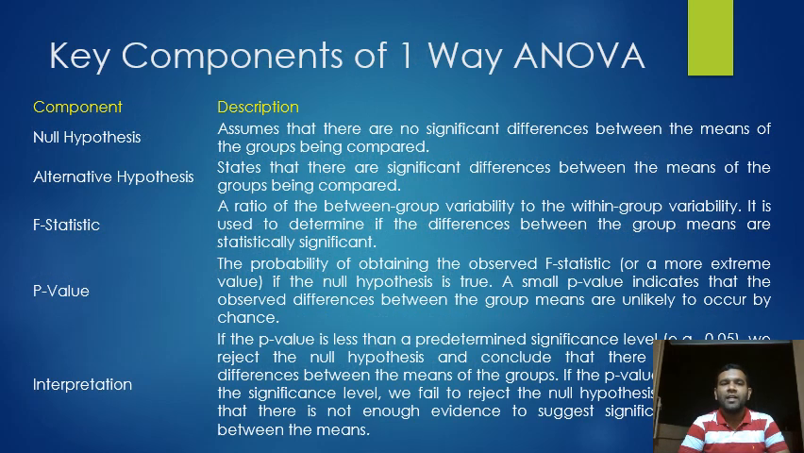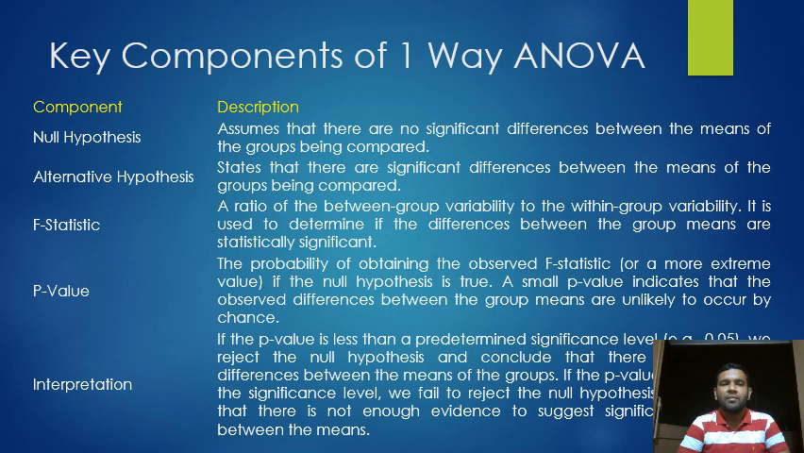Now, let us look at the key components of one-way ANOVA. The first thing is the null hypothesis. This assumes that there are no significant differences between the means of the groups being compared. The alternative hypothesis is the second component in one-way ANOVA, which we are going to discuss now. It states that there are significant differences between the means of the groups that are being compared.